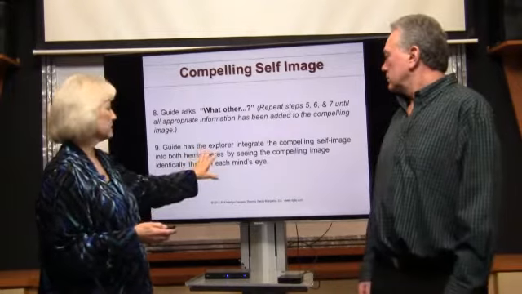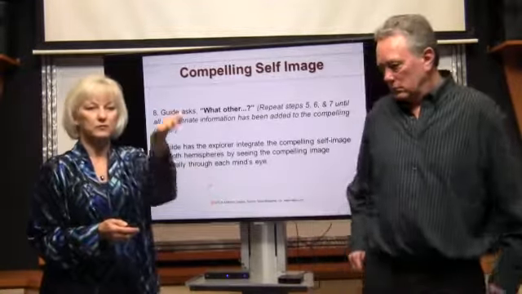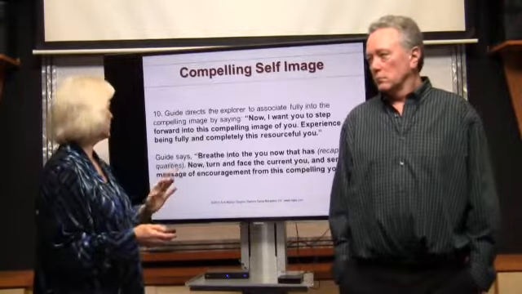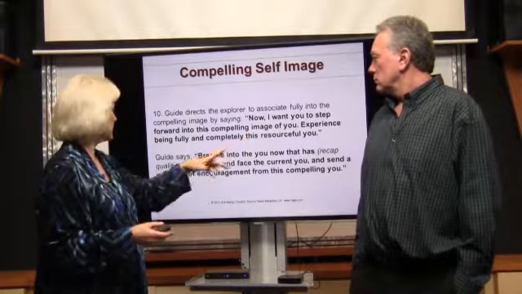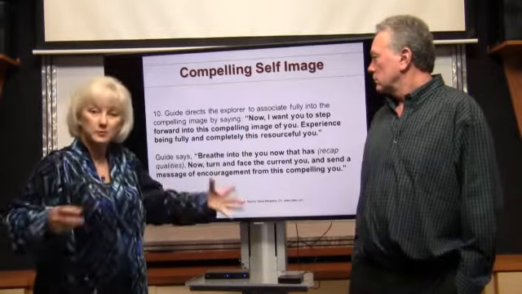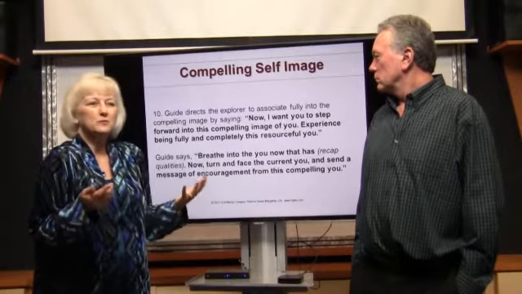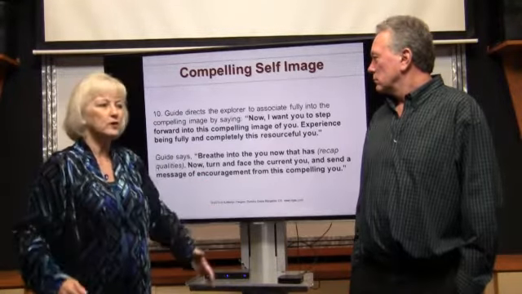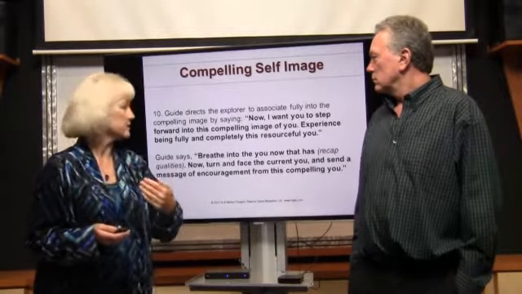So now we have the compelling self-image in both hemispheres. We had him cover one eye and review it, cover the other eye and review it. And then we say, now I want you to step forward into this compelling image of you and experience fully and completely. So it's that pretend as if again, the dress rehearsal of trying that on. We're not pretending he's out on the golf course doing it. We're just trying on the qualities of having that so that it is a reality check.